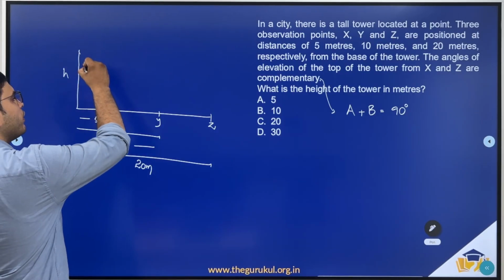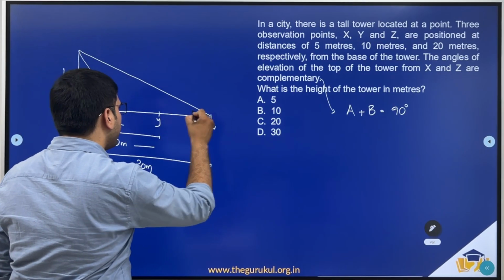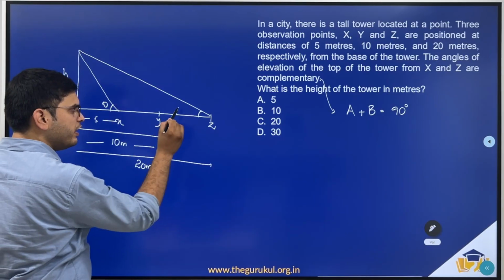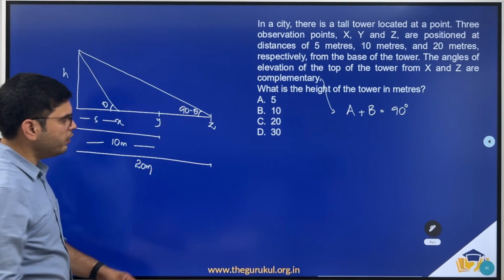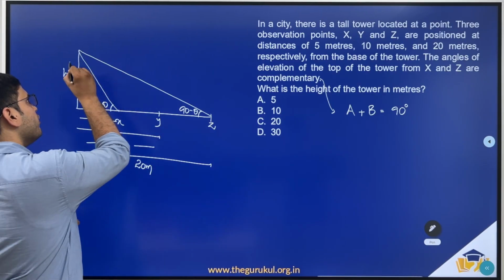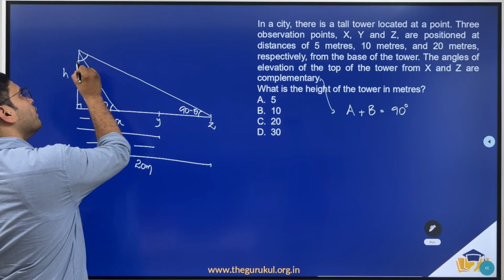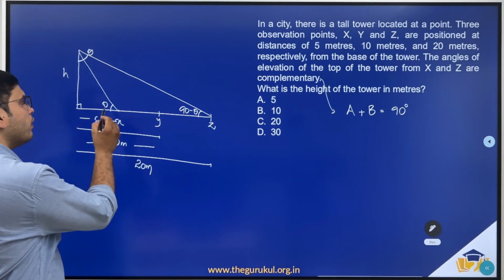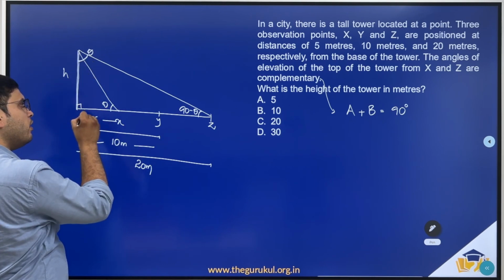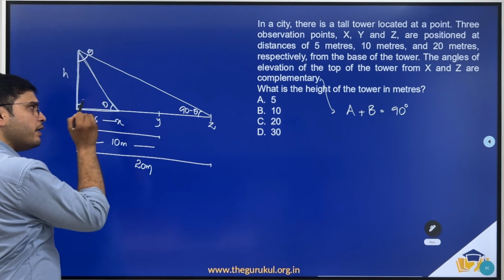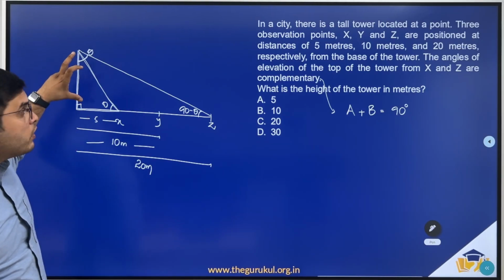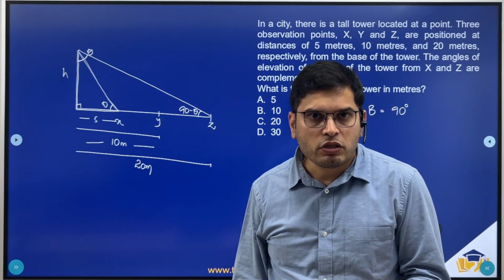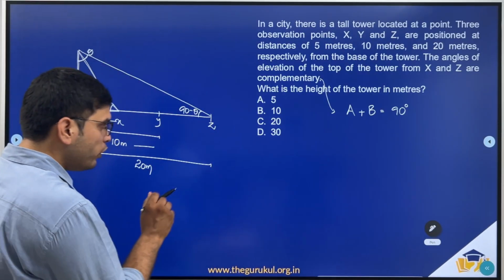Then what? We are given the angle of elevation of the top of the tower from x and z to be complementary. So if this is theta, this would be 90 minus theta. Now if this angle is 90 minus theta, since this is a right angle triangle, this angle becomes theta, right? Now what are we given? In the smaller triangle, we are given the adjacent side to angle theta, and we should be finding the opposite side. Now which one, sine or cos or tan, involves opposite side and adjacent side? Tan, right? So you need to identify that.